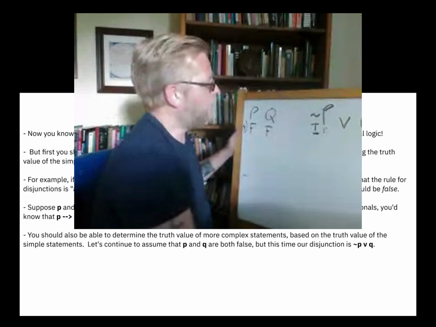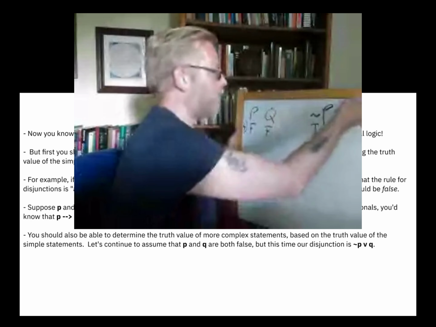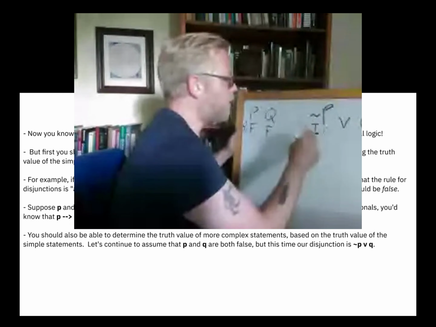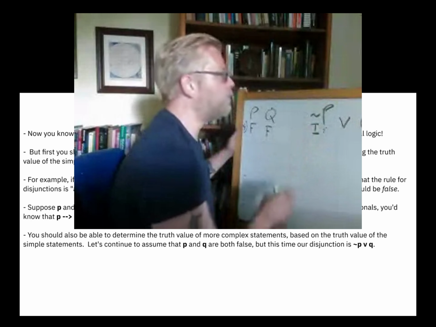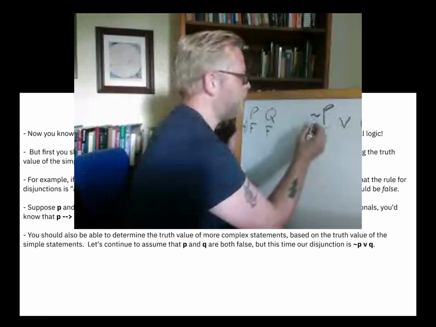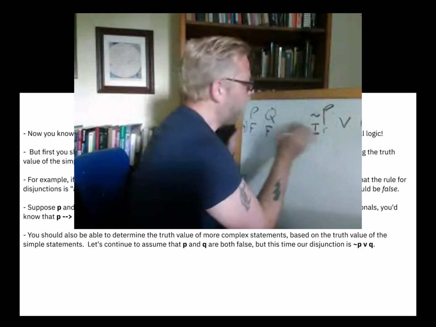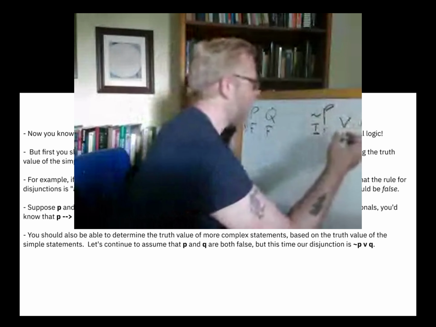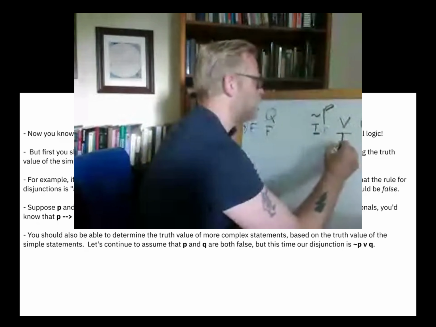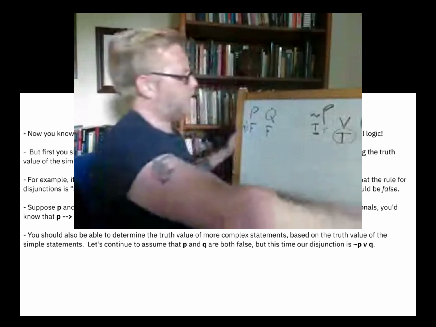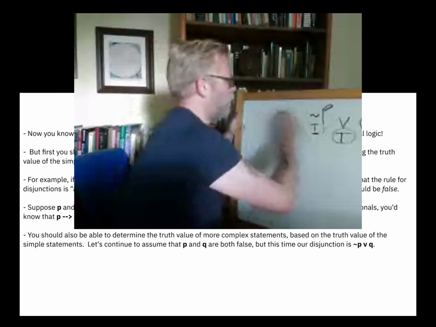Right? Well, the rule for disjunctions is as long as one of the disjuncts is true, then the whole statement is true. And this time, because the false statement is being negated, we have a truth on one side. So now we've turned it into a true statement. Okay. Hopefully you get that.